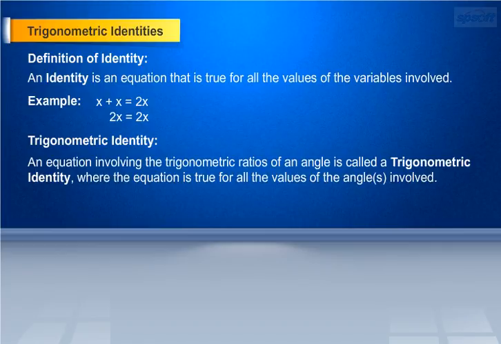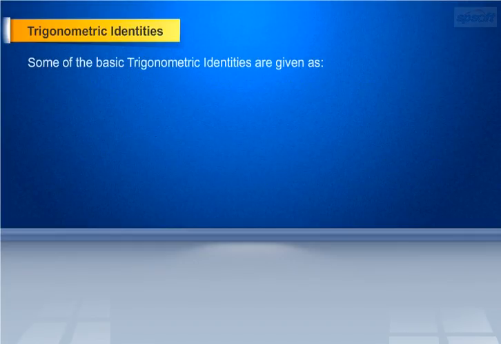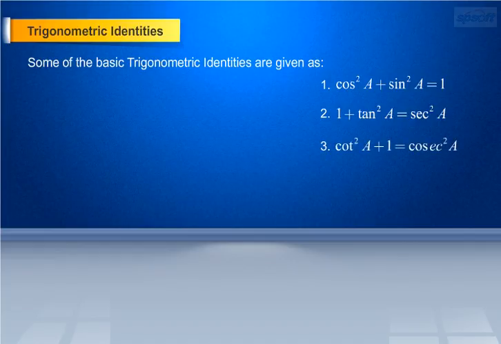Let's now see some basic trigonometric identities in detail. Some of the basic trigonometric identities are given as follows. Cos square A plus sin square A equals 1. 1 plus tan square A equals secant square A. Cot square A plus 1 equals cosecant square A. Now let's see these trigonometric identities, and also establish new identities using them, in detail.